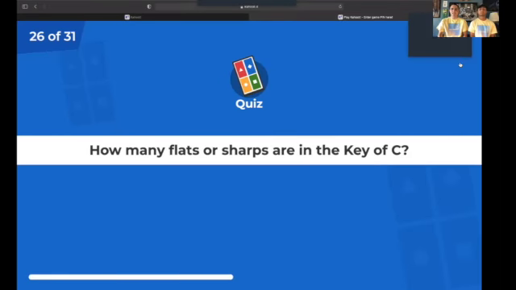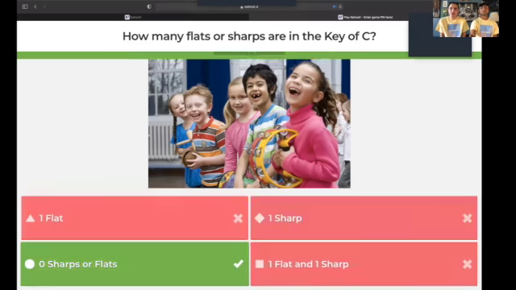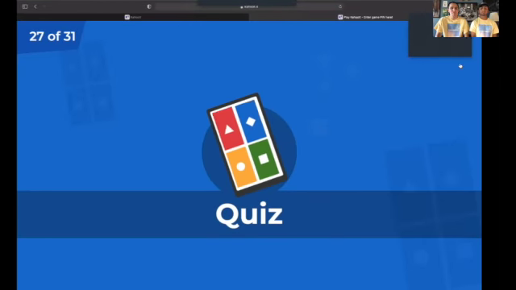Question 26. How many flats or sharps are in the key of C? So, switching gears to key signatures now. Key of C, does it have 1 flat, 1 sharp, 0 sharps or flats, or 1 flat and 1 sharp? Which one is it? This was a special case, if you remember. The answer is 0 sharps or flats. So the key of C has no modifications to it, all natural.